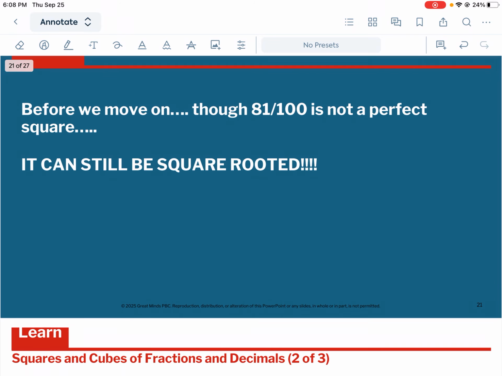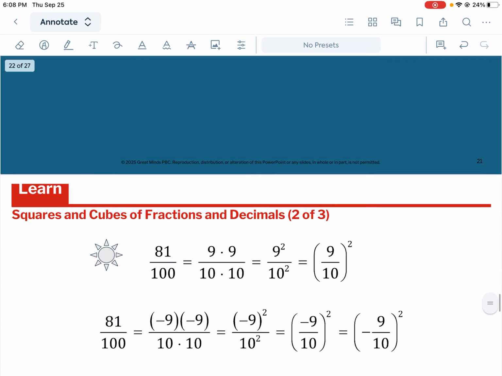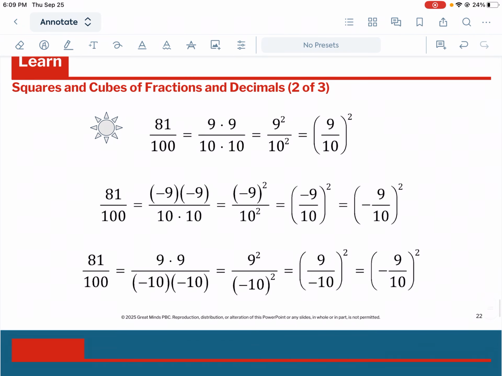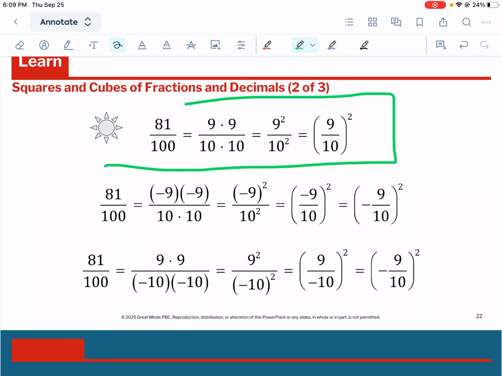Here I addressed that 81 over 100. Okay? Though it is not a perfect square, we can still break this number down and square root it to make the fraction even smaller. Don't worry about what's sitting below this. Just pay attention to this right here. Okay? We did 81 over 100 breakdown, and we square rooted it.